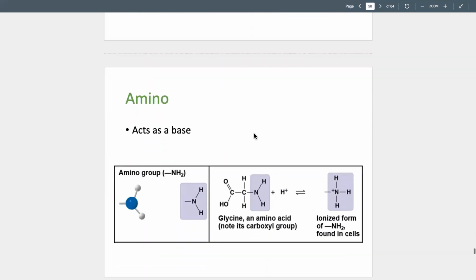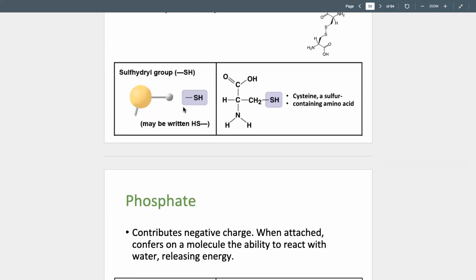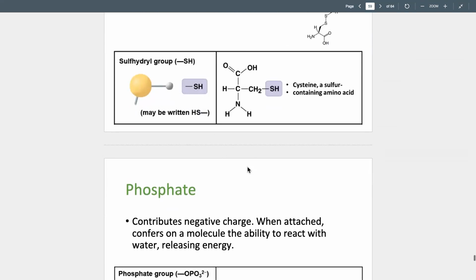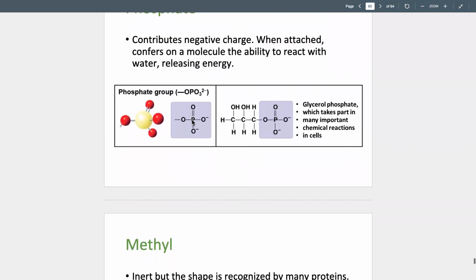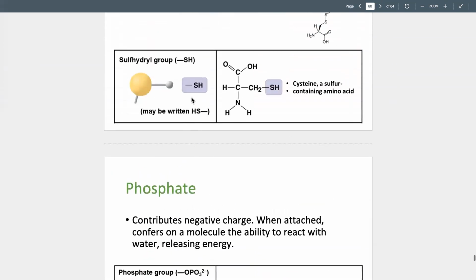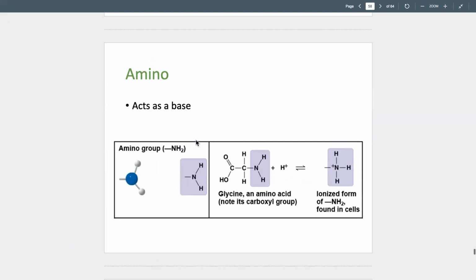So I'm not going to go over these again, but you need to understand and be able to identify that this is a sulfhydryl group, and then this is a phosphate group, but this is very easy. If you see a P, phosphate. If you see an S, sulfhydryl. If you see an N, amino or amine.